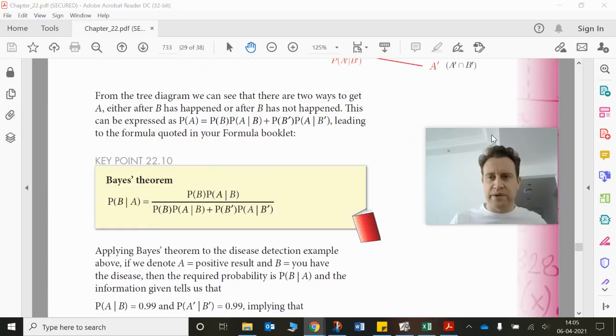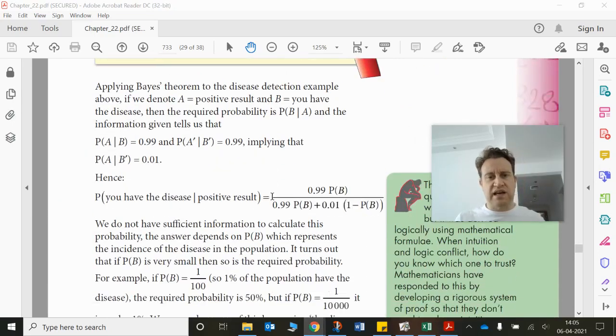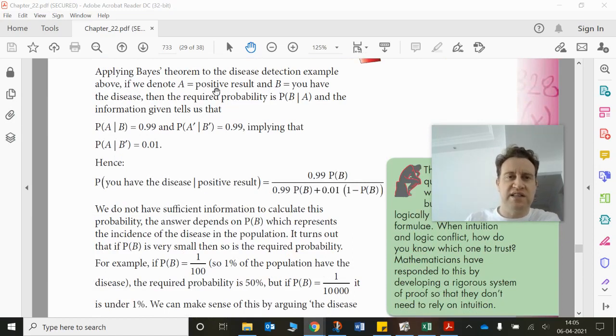But here's the interesting bit. This is what I'm building up to. It says, if we apply Bayes' theorem in the disease detection example above, where the tests, remember, were 99% accurate, so that is to say that the probability of A given B was 0.99, and here we're switching around to B given A. Then the probability of not A given not B is 0.99, implying that the probability of A given not B is 0.01. You kind of need to draw the tree diagram, to be honest.